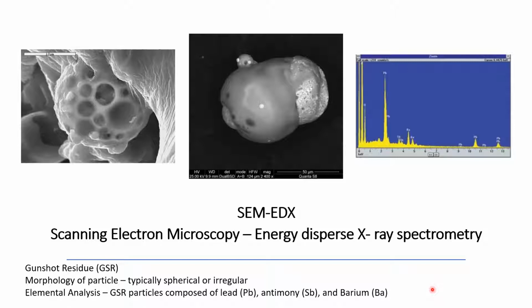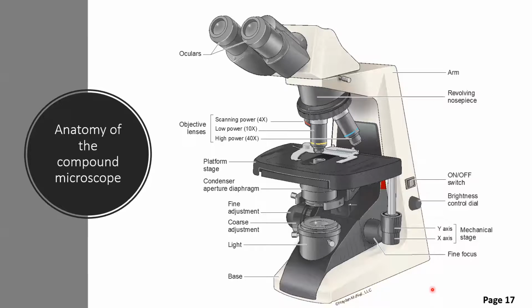Like I said, both the scanning electron microscope and transmission electron microscope are extremely expensive and really rare to use. I was just really fortunate to get to use one in grad school, but they're not very common. What you typically have in a lab would be a compound light microscope. You are going to be expected to know the anatomy of this microscope.